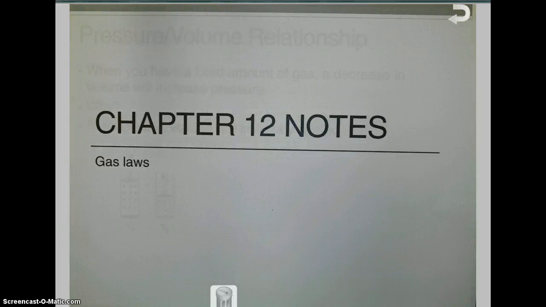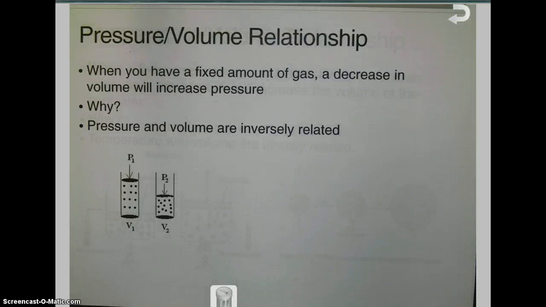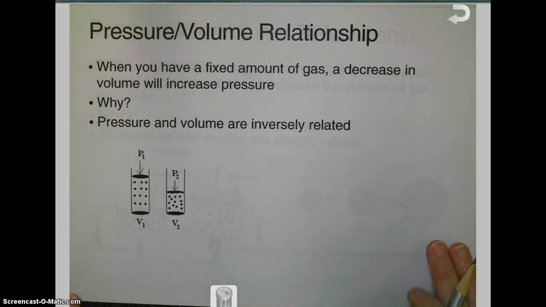Okay, today we are going to define the different gas laws that look at how pressure, volume, and temperature are related to each other. So let's go through each relationship. To begin with, we're going to look at the pressure-volume relationship.